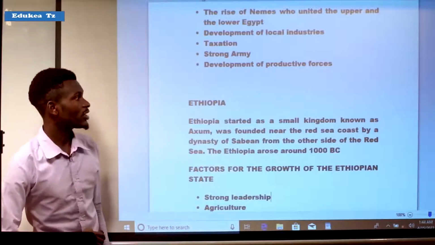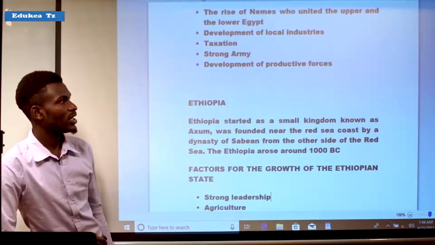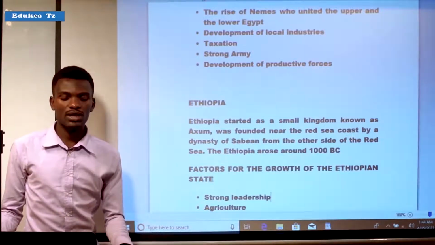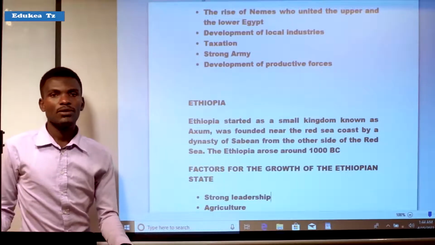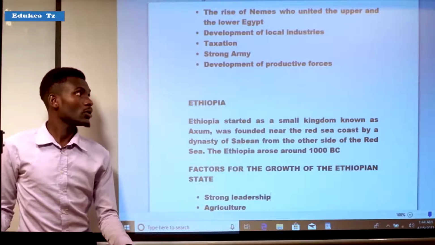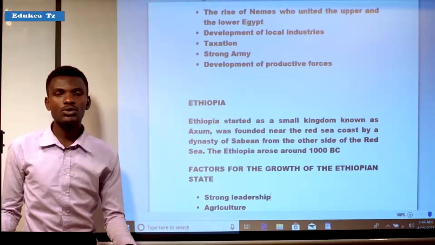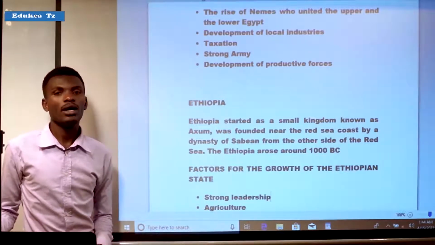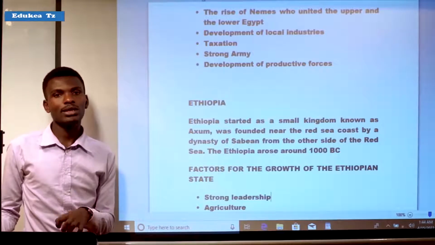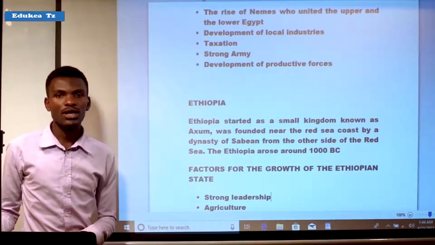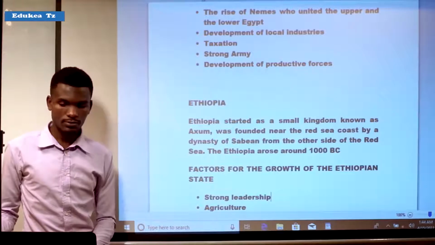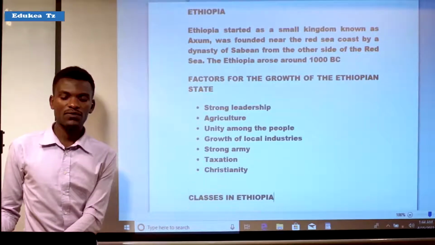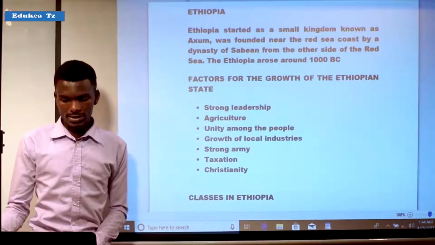But also, the last one was development of productive forces. It means that there was development of productive forces in Egypt. This is because there was the advancement of tools, whereby productive tools were produced, like iron tools that supported agricultural production. So these were the factors that gave rise to the Egyptian state.